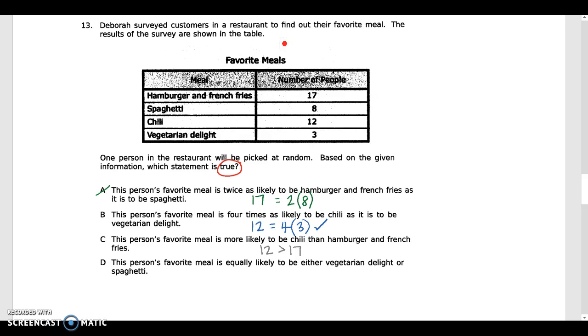And then this person's favorite meal is equally as likely to be vegetarian delight. So it's saying that's equal to spaghetti. Well, no. So our answer on this one was B.